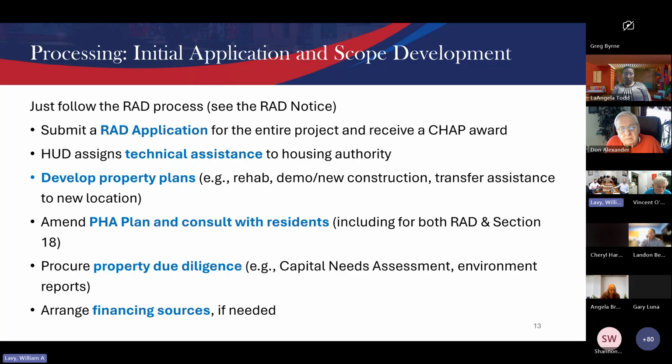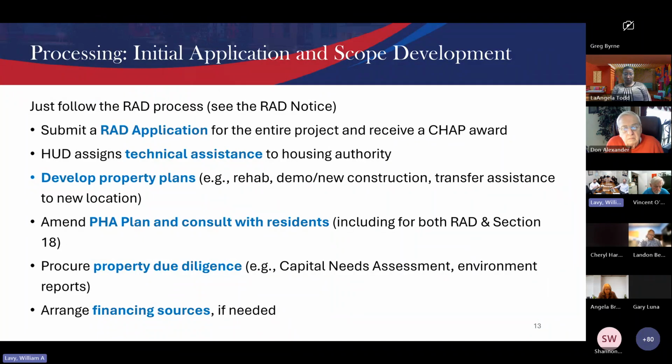Do I need to transfer assistance to a new location because my location just doesn't work anymore? I have an area of opportunity I have under site control. You'll have to amend your PHA plan and consult with the residents. The PHA plan, well, you have to note both the RAD and Section 18 actions. So that's a little bit of a difference. Under RAD, it would just be RAD.